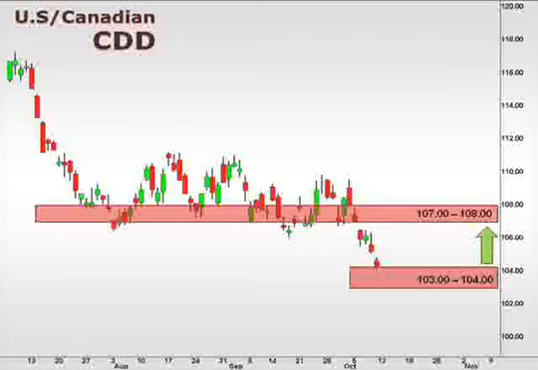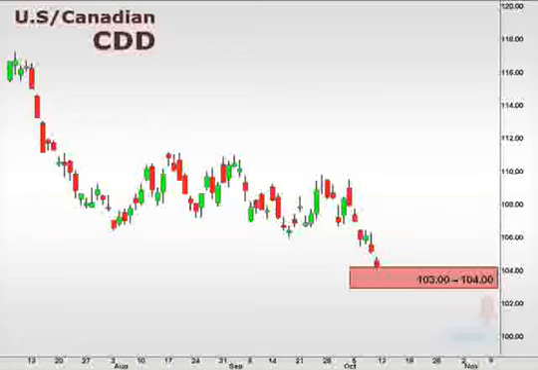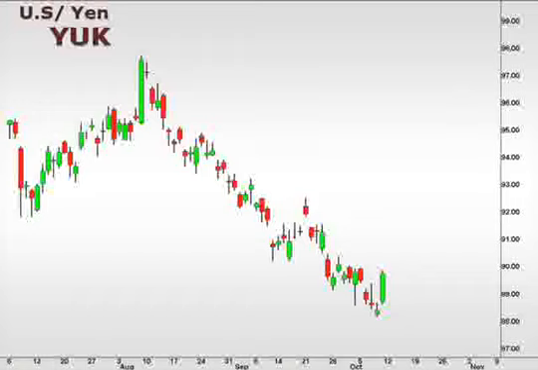Now, with this being an important support level, we may very well see a retest of the 107-108, which now becomes a resistance level. If the 103-104 focal zone does not hold, we are open to the possibility of a US-Canadian par dollar. Next up, the YUK, the US versus the Japanese yen.